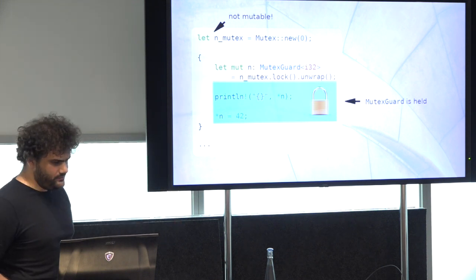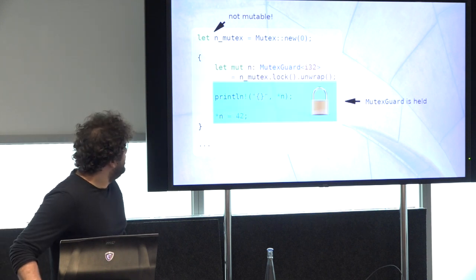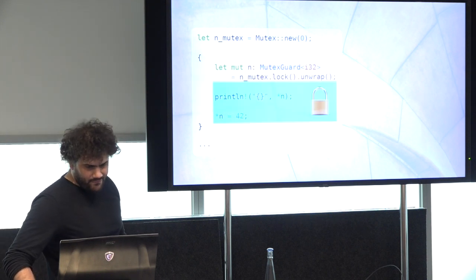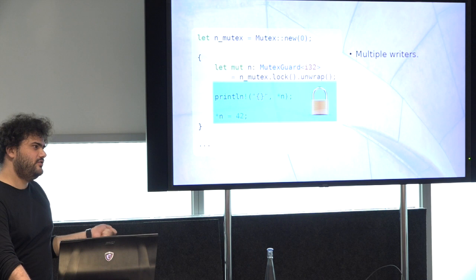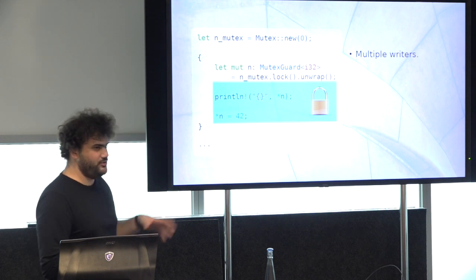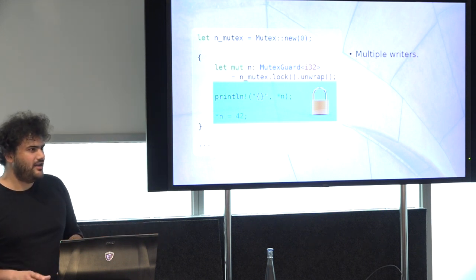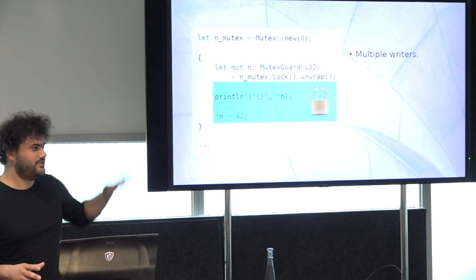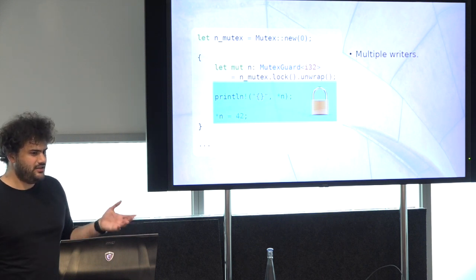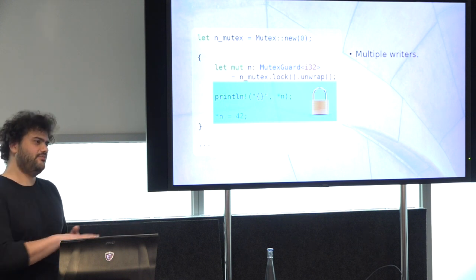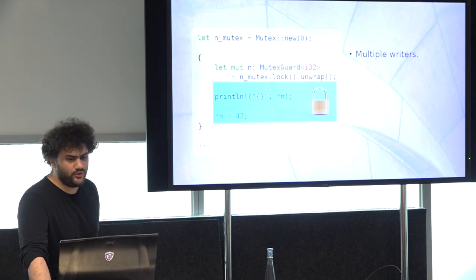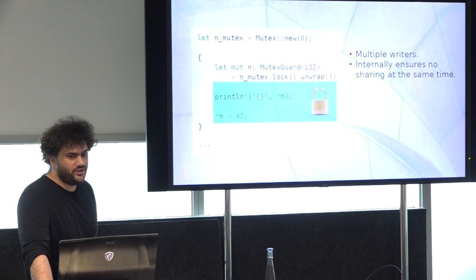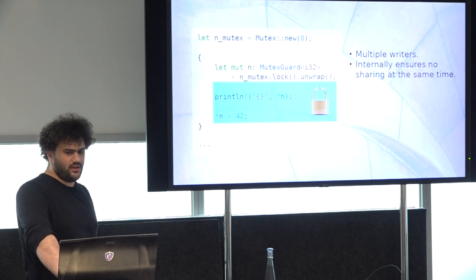Now you might notice that we are changing a piece of data here, but the Mutex is not mutable, right? So how can this be? Well, Mutex basically uses some unsafe code inside of it to ensure that it looks immutable from the annotation, but it's actually mutable, and that's okay because we are not sharing it, because we have a lock. So it basically uses unsafety to give you a safe abstraction that you can use for multi-threaded code. It gives you multiple writers, but it has to internally make sure that there is no sharing at the same time.